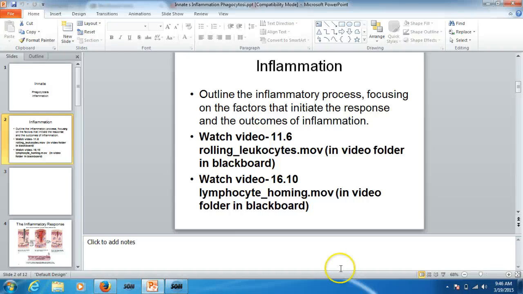I'm referring right here to those two videos we just watched, the leukocyte rolling and leukocyte homing. They're in that video folder for today's lecture, with also YouTube links to make it easier, so you don't have to worry about downloading the actual videos that I have.